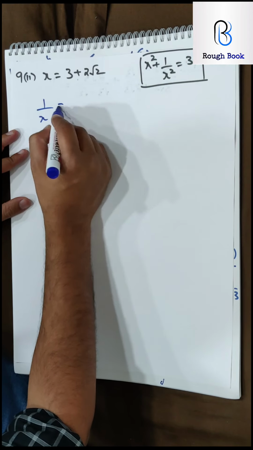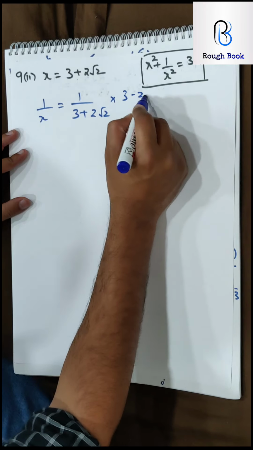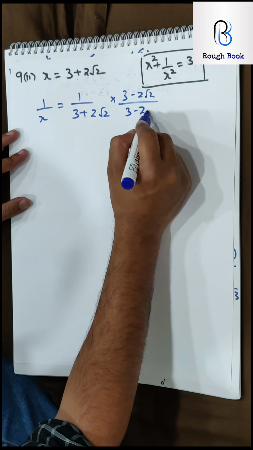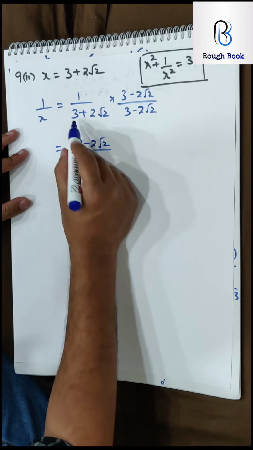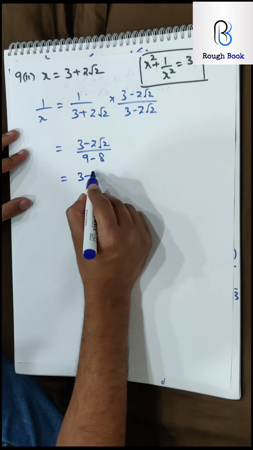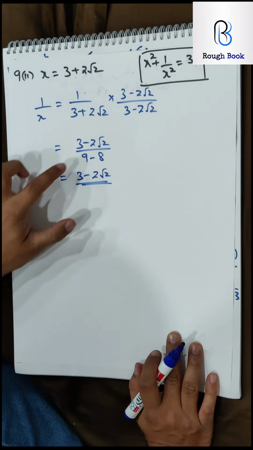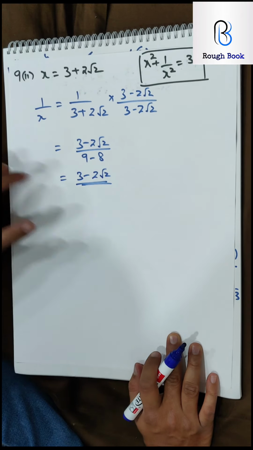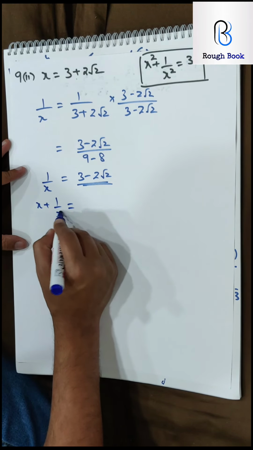So 1 by x. Obviously we need to rationalize it the moment we see the root in the denominator. So 3 minus 2 root 2. 3 square 9. 2 root 2 square 8. By now we should be very clear with a plus b, a minus b as a square minus b square. So I got my 1 by x. So now I am getting x plus 1 by x.